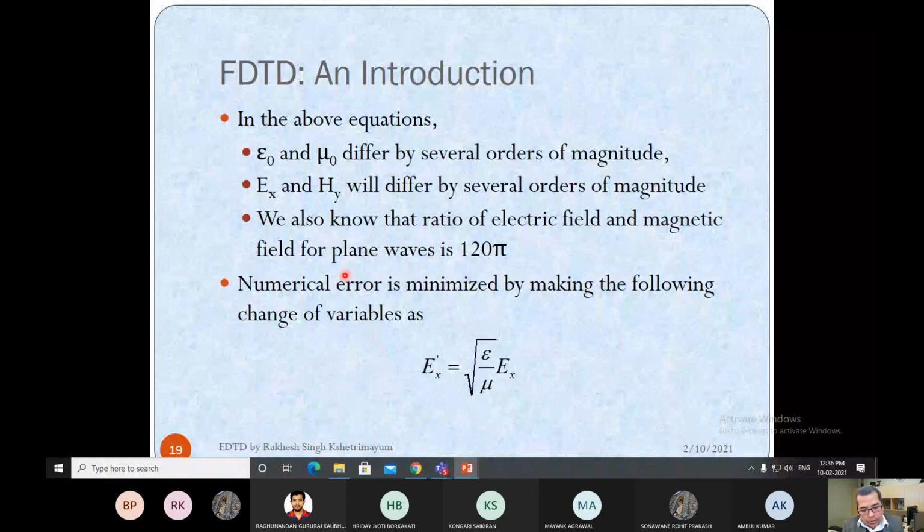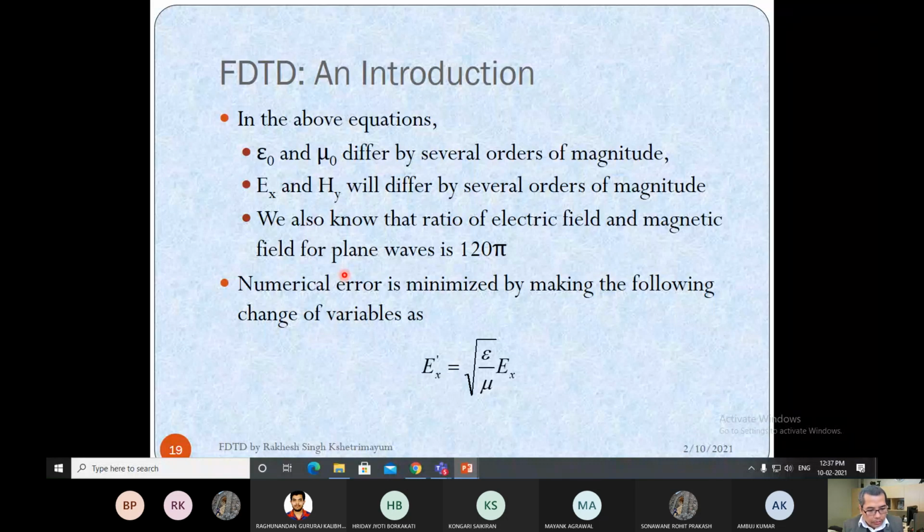Okay, so there are some numerical errors. You look at the electric field and magnetic field, which is a larger quantity? Usually your electric field is much larger than the magnetic field.